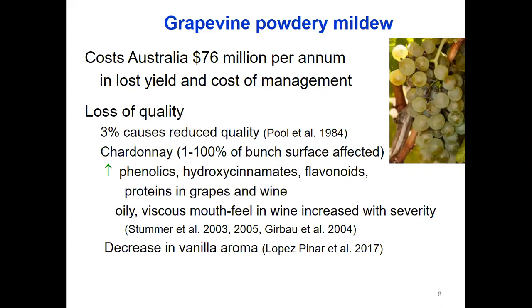Our research in the CRC for Viticulture in Australia documented detrimental effects on grapes and wine made from Chardonnay with various amounts of powdery mildew. Most consistently, an oily, viscous mouthfeel in wine increased with increasing powdery mildew severity. Various detection thresholds have been published worldwide, very variable, and most recently, German researchers reported a decrease in vanilla aroma as the main problem that they came across. But this 3% detection has stuck.